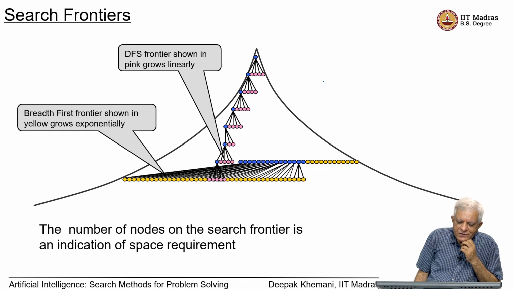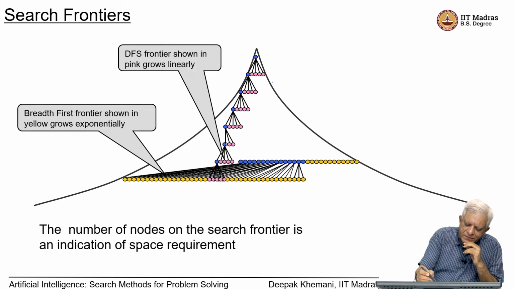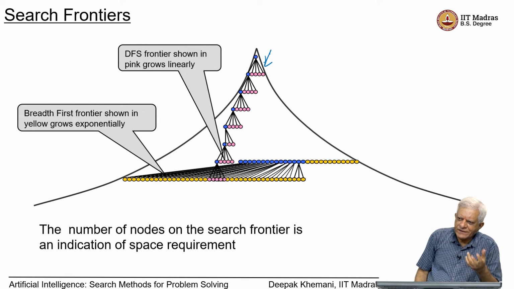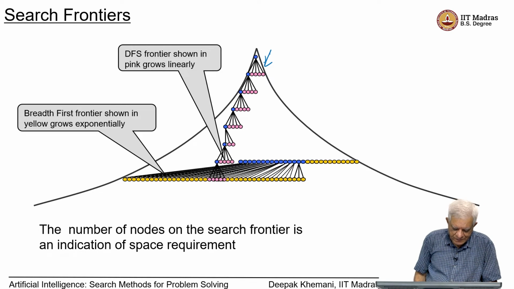What do the search frontiers look like? By search frontiers we mean the open nodes, because they define the set of candidates that you want to inspect. The frontier for depth first search, as shown by the pink nodes here, grows linearly. We have seen that it adds a fixed number of nodes at every depth, whereas the frontier for breadth first search grows exponentially, and that also we have seen essentially. That is shown by the yellow nodes essentially, and that is in some sense a measure of space complexity.